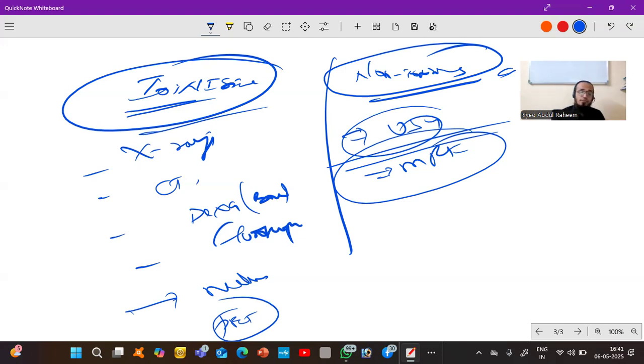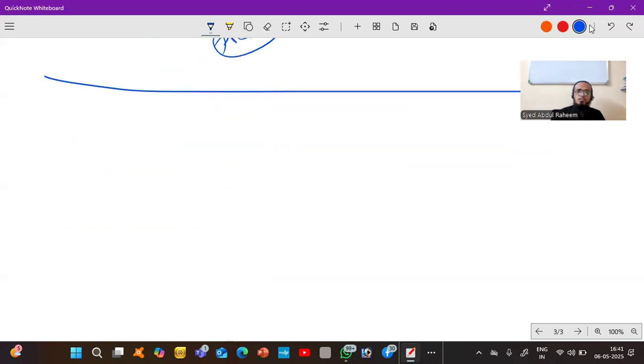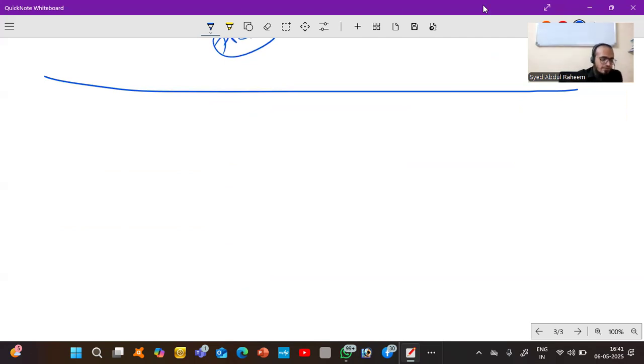Next is effects of radiations. What will happen if the effects of radiation are there? This is the last topic in today's class, effect of radiation. Basically, if ionizing radiation passes throughout the body, we have two effects: immediate effect and gradual effect.